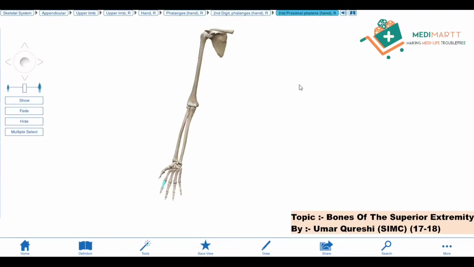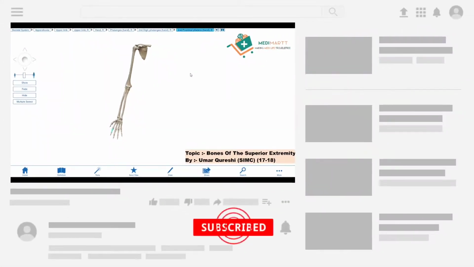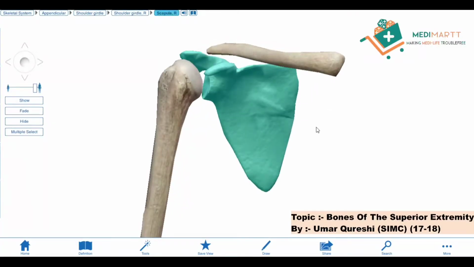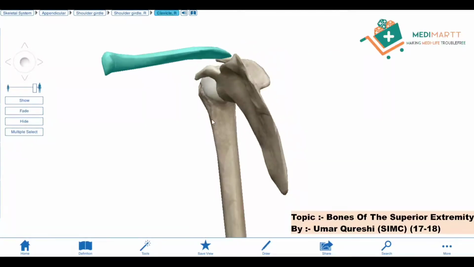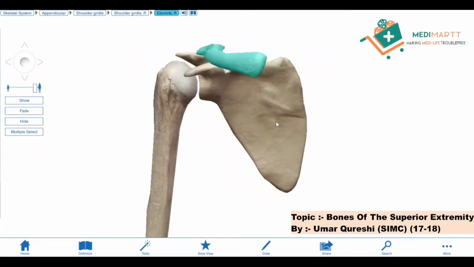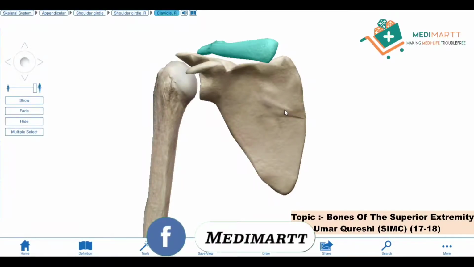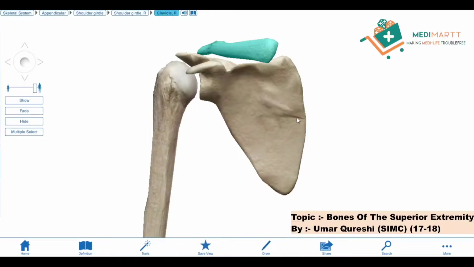Okay, then let's see what the shoulder girdle is. The shoulder girdle involves the scapula and the clavicle. So let's see it very clearly. This bone is known as the scapula, and this bone over here is known as the clavicle. Then the clavicle and the scapula combine to form the shoulder girdle. The shoulder girdle also involves some ligaments. As this video is just for the understanding of the bones, we will not discuss the ligaments here, but we will discuss the ligaments in our later videos inshallah.